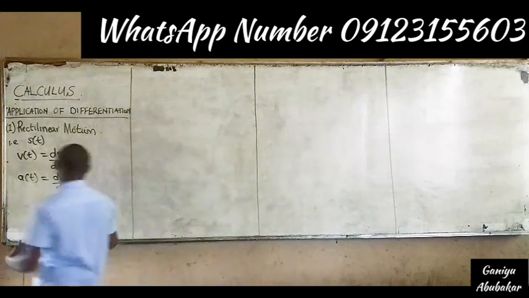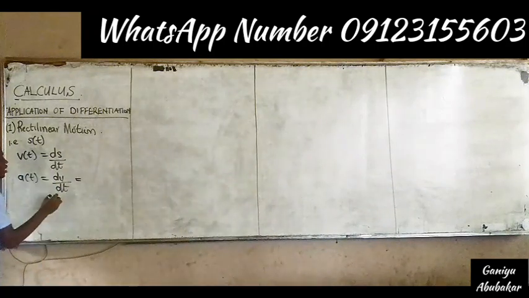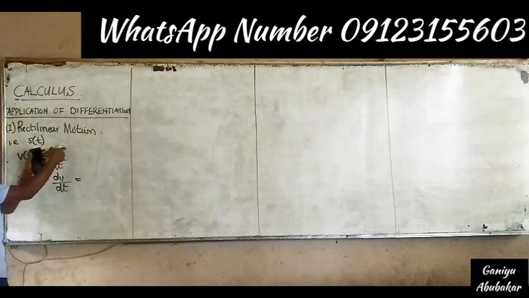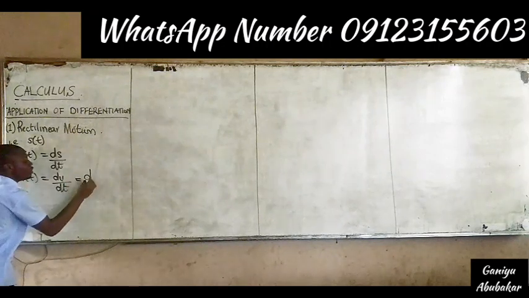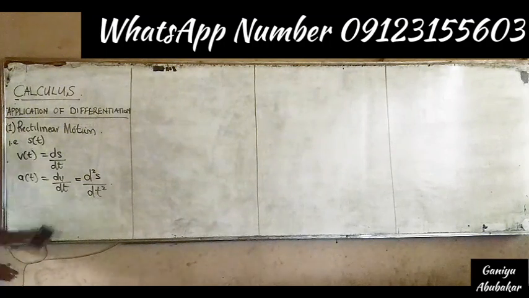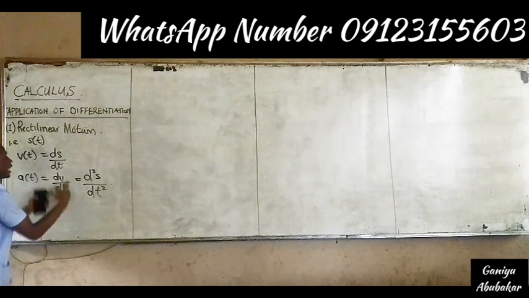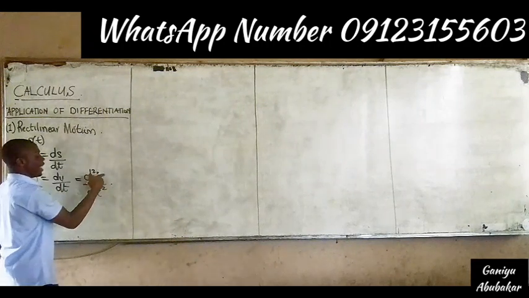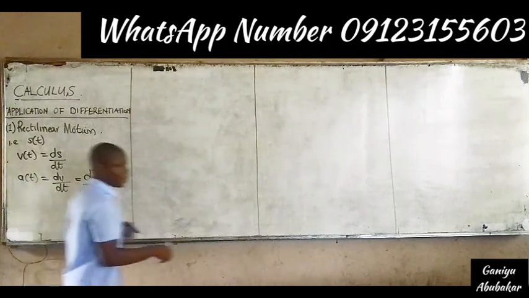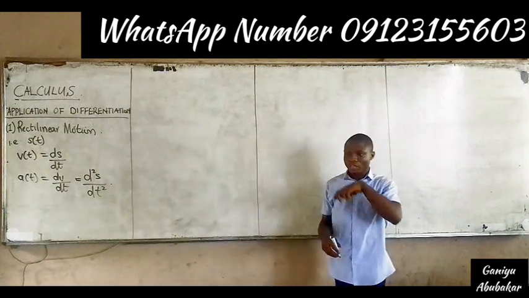If that comes to dv over dt, in other words, if I write this in terms of s, it becomes d squared x over dt squared. I'll put this to you. Now, should we proceed?